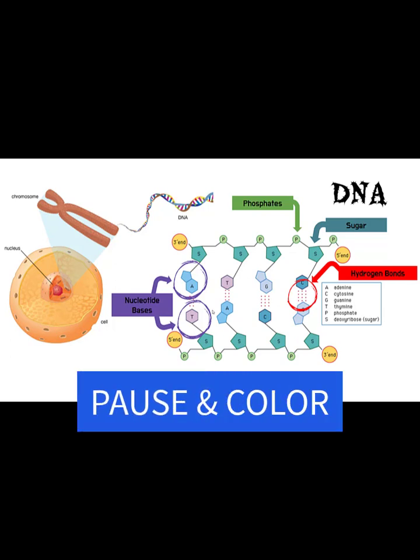At this point, I need you to pause the video. In the picture of the DNA, color the phosphates, the sugars, the T, the C, the G, and the A. Make sure you also color the hydrogen bond and color the nucleus in the cell where the DNA is found.